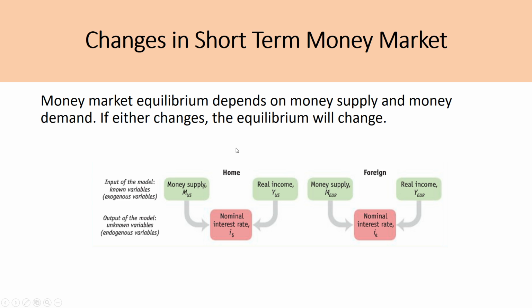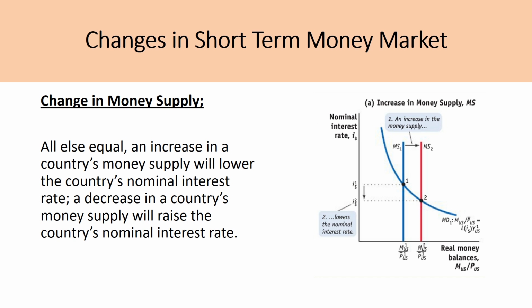So once again, the money market is influenced by the L constant in the real money demand formula, that inverse relationship, and we won't talk about it. So the exogenous variables are really the money supply and real income, right? And so as these two exogenous variables change, the output, the endogenous variable, the equilibrium nominal interest rate, changes. Okay, and so let's look at some examples.